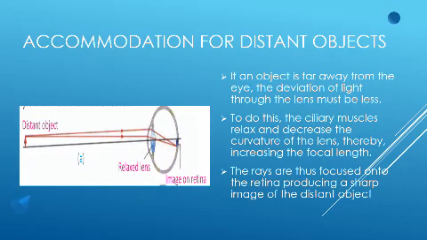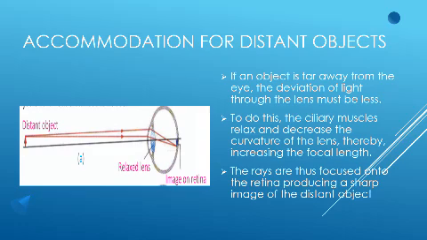Now we are going to discuss the accommodation for distant objects for the eye. If the object is far away from the eye, the deviation of the light through the lens must be less. In order to do so, the ciliary muscles relax and decrease the curvature of the lens. Hence, this increases the focal length of the eye lens. When the focal length of the eye lens increases, the rays are focused on the retina and produce a sharp image of the distant object on the retina.